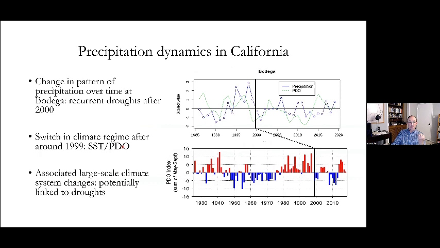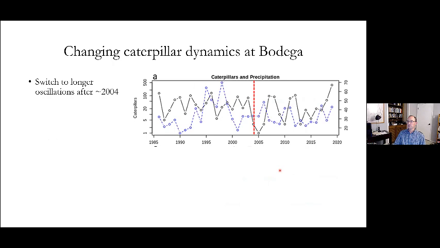Now, if we look at the long-term dynamics, we also see a shift that occurred starting in about year 2000, perhaps year 2000 to 2004, somewhere in this period around here, there was a shift in the net dynamic. The dynamics went from fairly short-term oscillations in this period before about year 2000 to having some longer-term oscillatory dynamics after that. And we can see that better in the next graph.